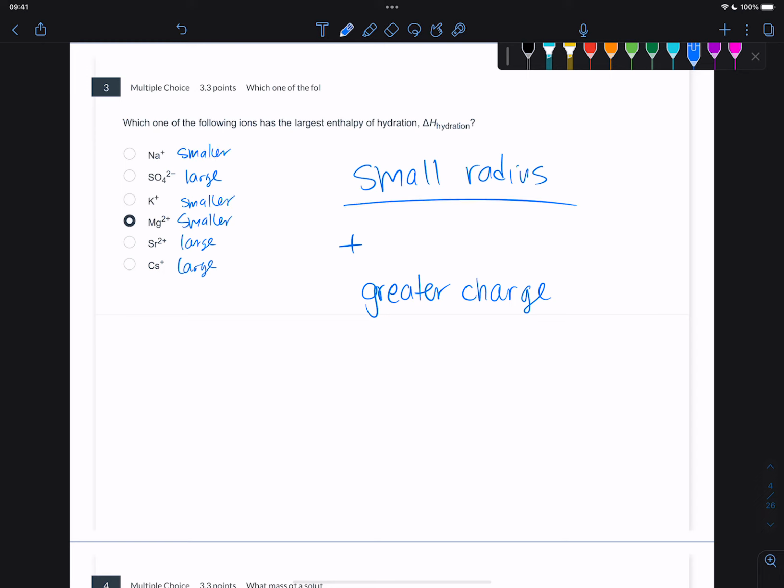So we are looking for small radius. That means we need to basically eliminate the big stuff. We also are looking for a greater charge, and that basically just leaves magnesium as your answer because it has the greatest density of charge, as it packs the greatest amount of charge in the smallest amount of space. Therefore, it's going to have the larger enthalpy of hydration.